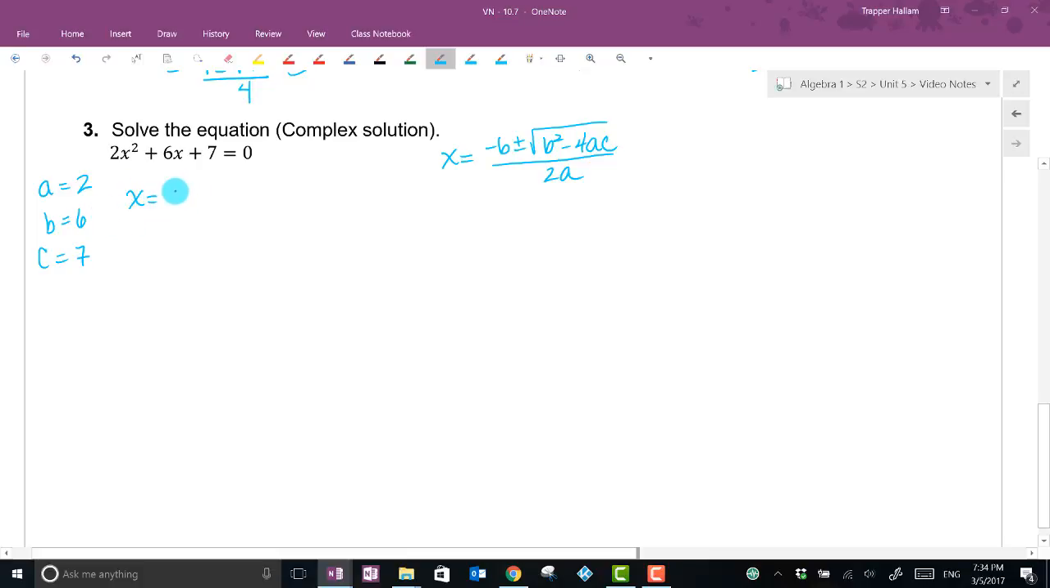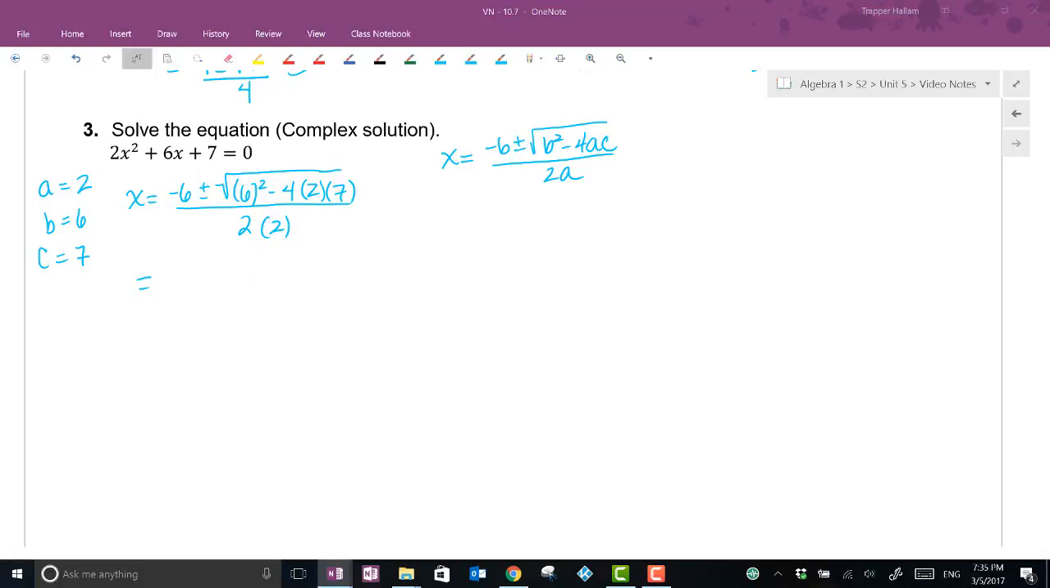So x equals opposite b, or negative 6, plus or minus the square root of b squared, which is 6 squared, there's our b, minus 4 times our a value, which is 2, times c, which is 7, all over 2 times our a value, which is also 2. Okay, so let's start the cleanup.